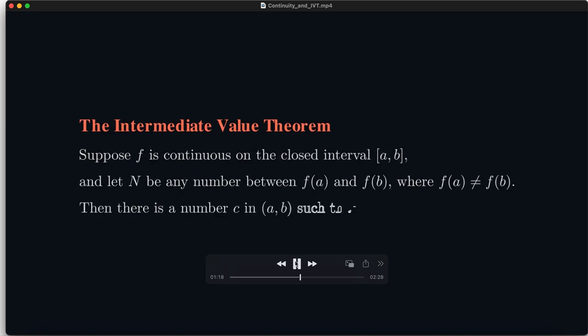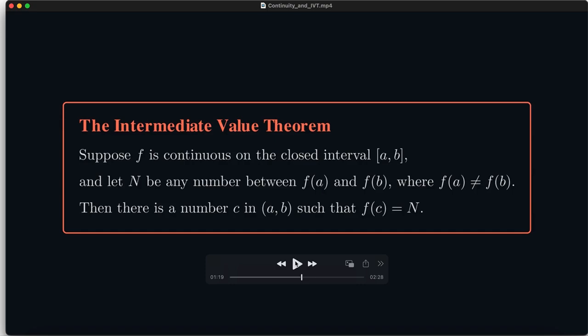Okay, and then the last thing here is that I want to talk about this theorem called the intermediate value theorem. This sounds kind of complicated, but it's actually really simple. If you have a function that's continuous on a closed interval, and suppose that there's a value n that is between the output f of a and the output f of b, and let's say f of a and f of b are not the same, then this theorem guarantees that there is a c somewhere between a and b such that f of c is that n value.